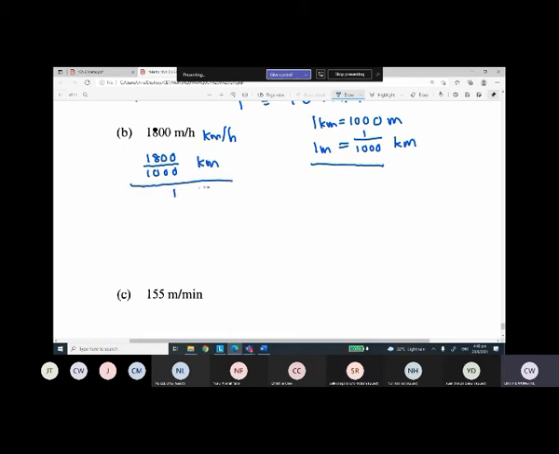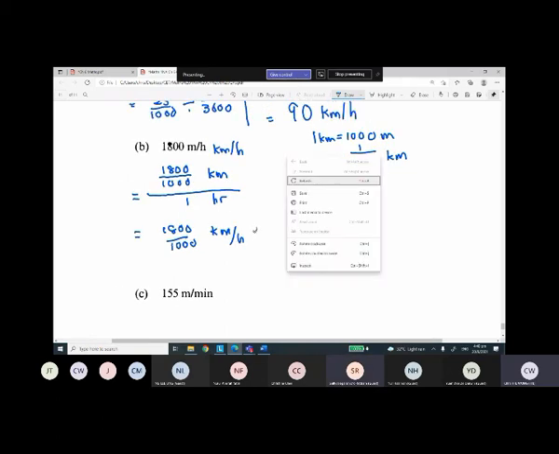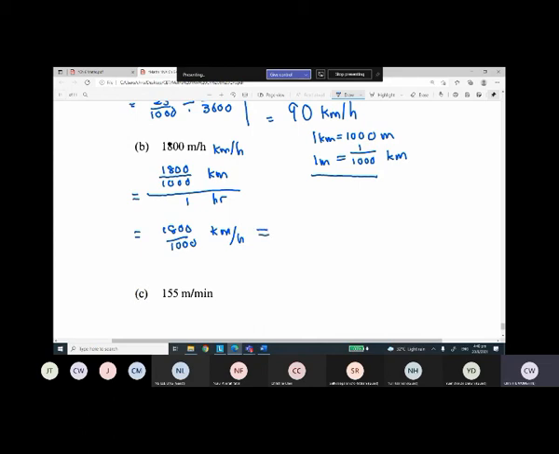Divide by 1 hour. Do you need to change the hour? No need, sir. So this one no change. It will be equal to 1,800 divided by 1,000, 1.8 kilometer per hour. So what's the answer? 1.8, sir. For those who don't know how to move your decimal place, you might like to take out your calculator. Take 1,800 divided by 1,000. You should get 1.8.